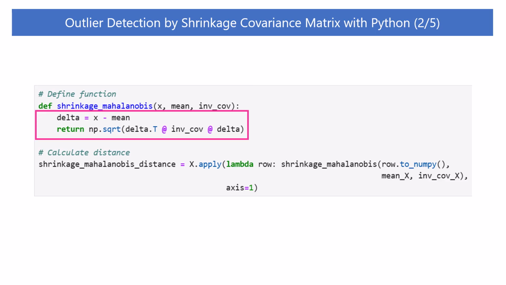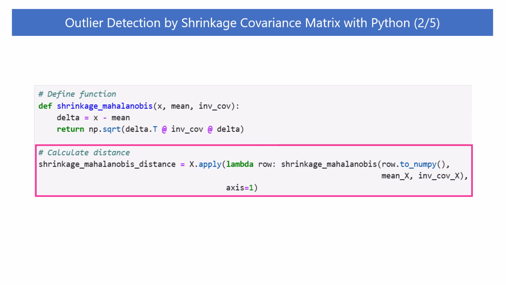In the second line of the function, delta calculates the difference between the data point and the dataset's mean. This results in the deviation vector. The next line applies the formula of the Mahalanobis distance. Let's use this function to calculate the Mahalanobis distance.